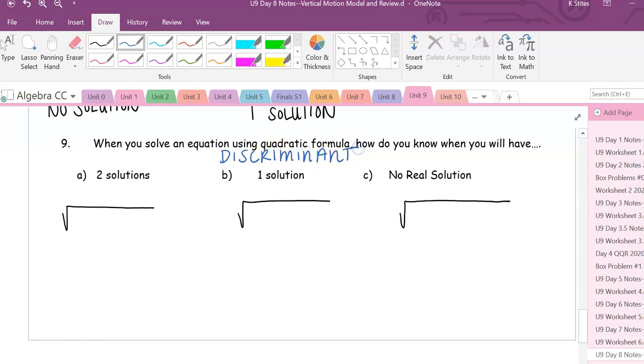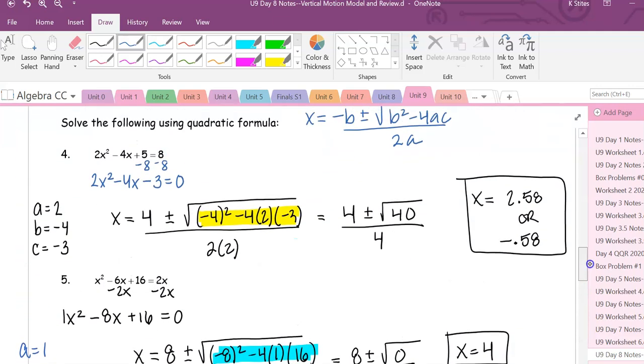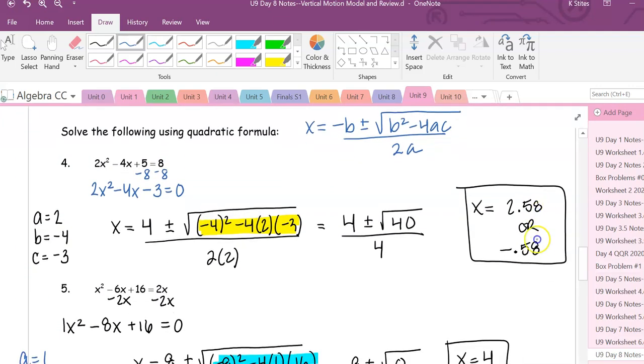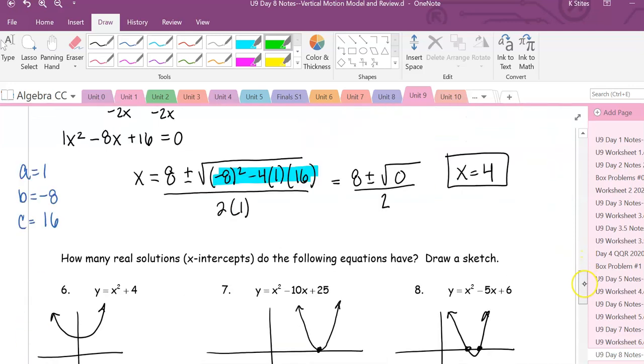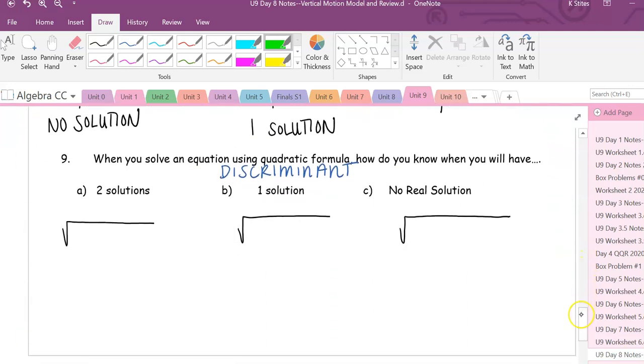So we have 2 of these situations happening in the problems we did above. Let's go back up here. So in number 4, you had 2 solutions, right? We got 2 answers, and that is because we have a positive number underneath the square root. Okay, so again, the discriminant is a positive.